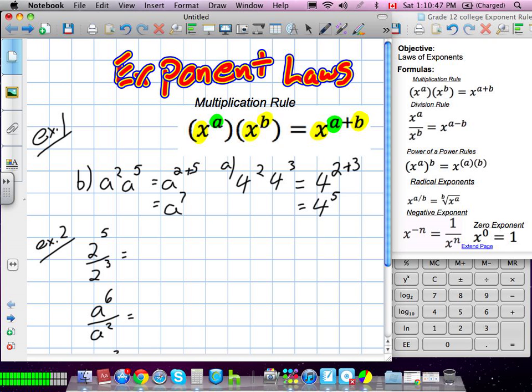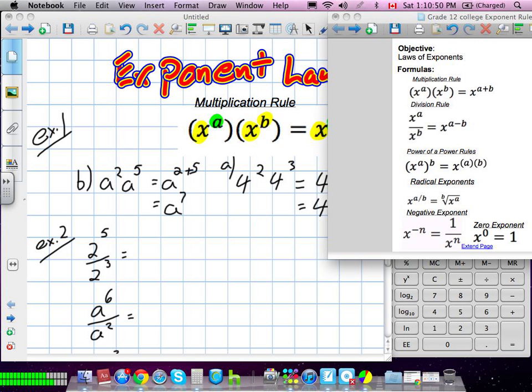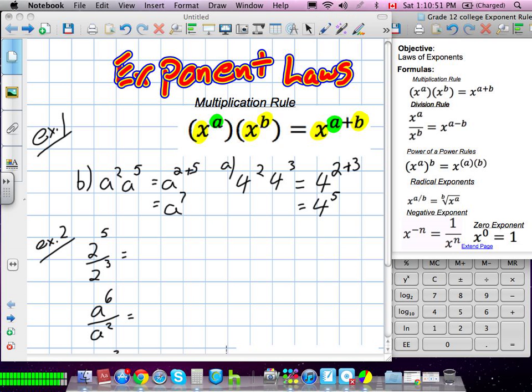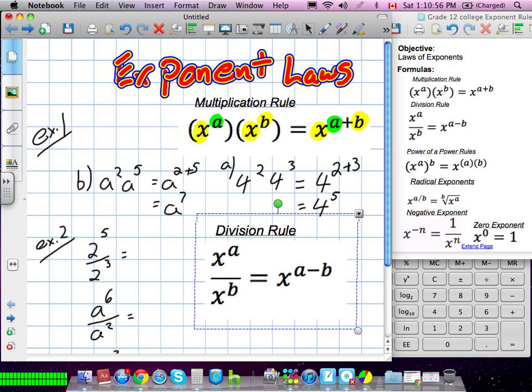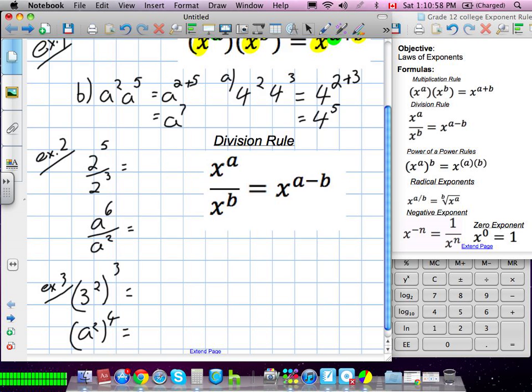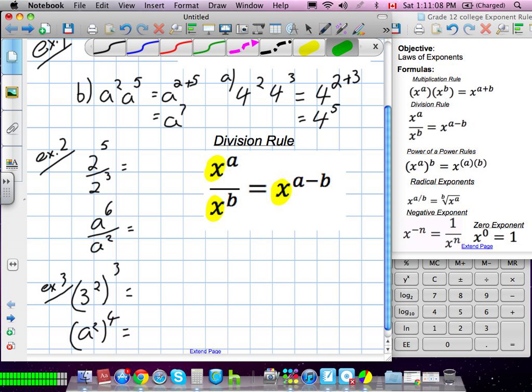Okay. So bring that over. It's the same idea, the only difference being that our bases, again, have to be the same. If the base isn't the same, we cannot do this. We can simplify it by writing one single base and then subtracting the two exponents that we have.